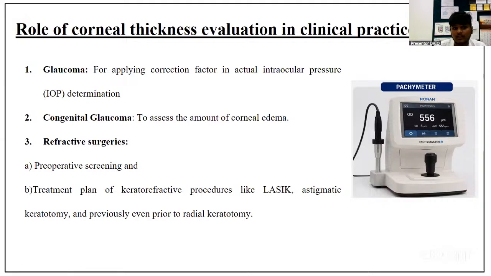So what is the role of corneal thickness evaluation in clinical practice? It's mainly used in glaucoma for applying a correction factor in actual intraocular pressure determination. It's also used in congenital glaucoma to assess the amount of corneal edema. And in refractive surgeries, it is mainly important for the treatment plan for keratorefractive procedures like LASIK, astigmatic keratotomy, and previously even prior to radial keratotomy.